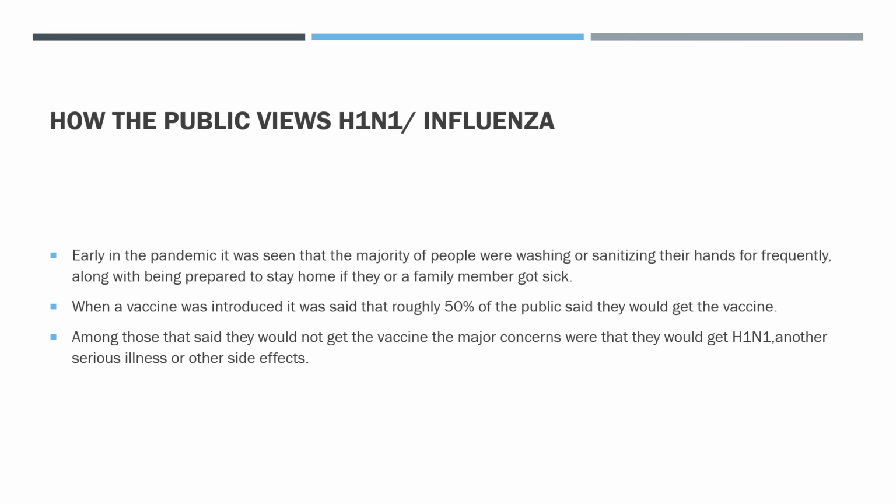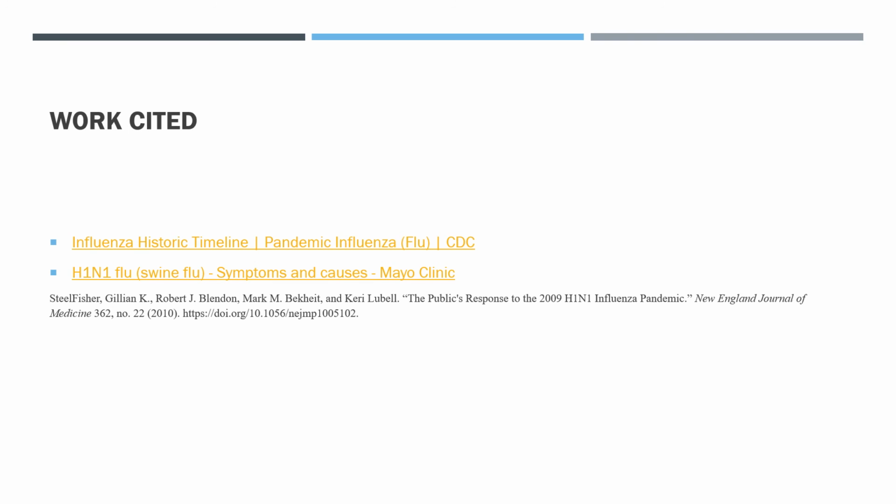When the vaccine was introduced, it was said that roughly 50% of the public would get their vaccine. Among those people that said they would not get the vaccine, the major concerns that they had were that they would end up getting H1N1, they would end up getting another serious illness, or just the other side effects that come with getting a vaccine.